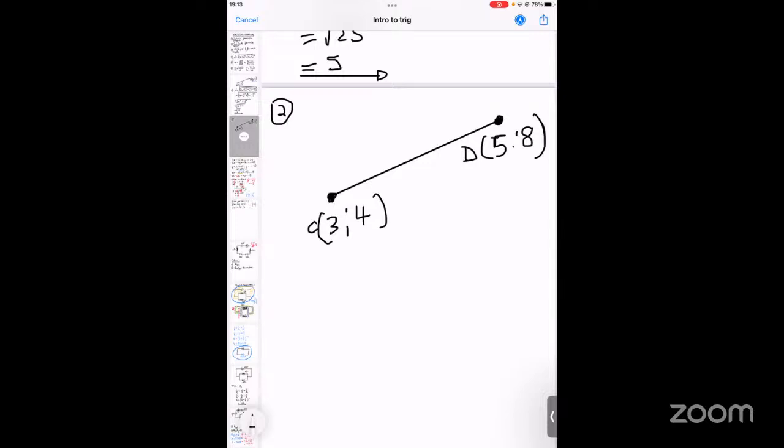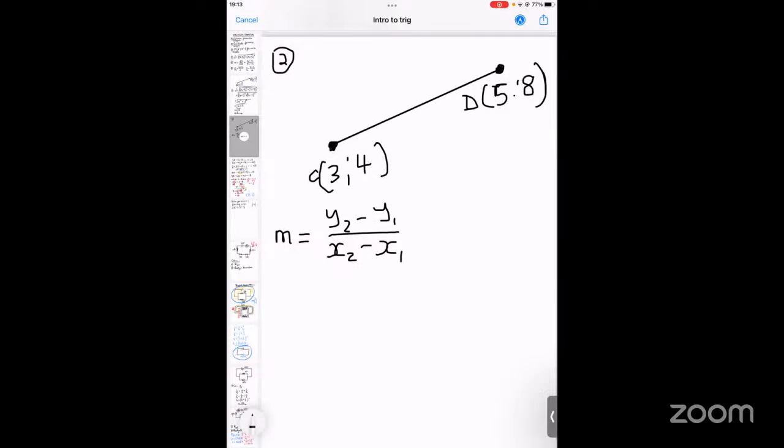Okay, so they want us to calculate the gradient. So you will just say gradient is the same as small letter m, which equals y2 minus y1 divided by x2 minus x1. This is the formula to calculate the gradient. So now in calculating the gradient, what will be our x1, y1? With a pencil, you can just say this is going to be my x1, y1, and x2, y2.